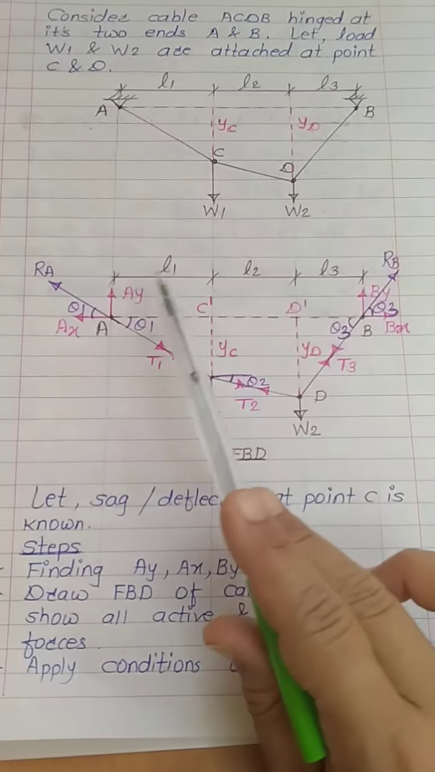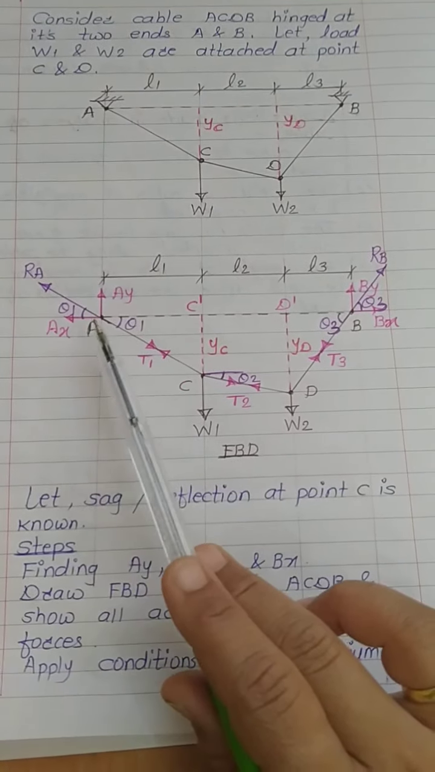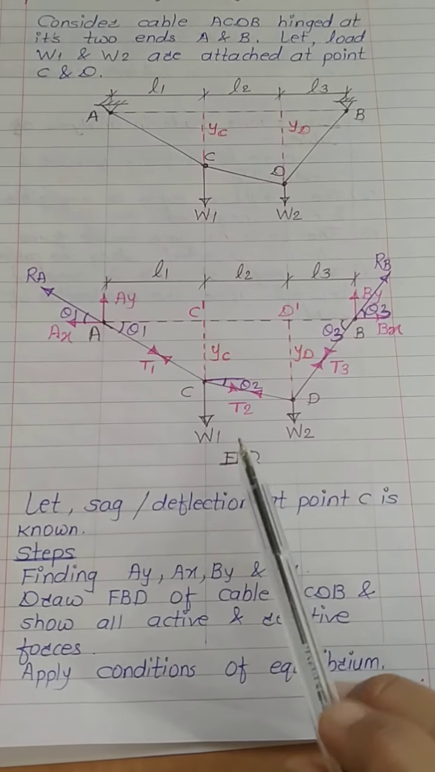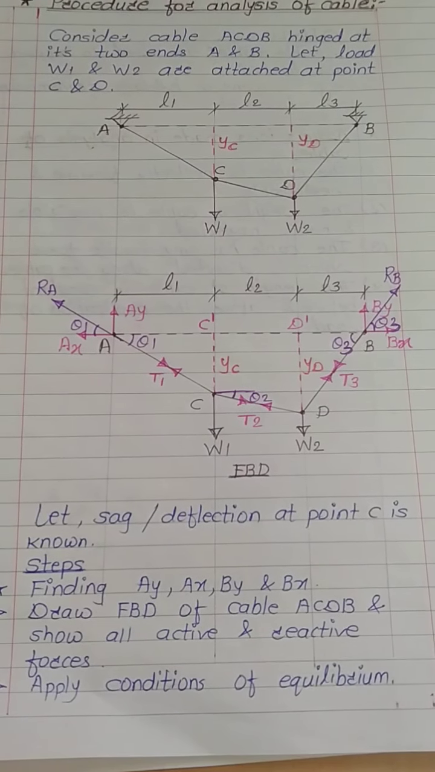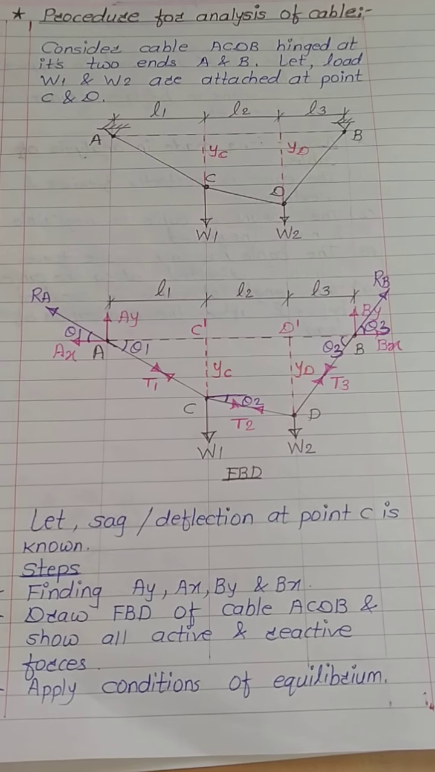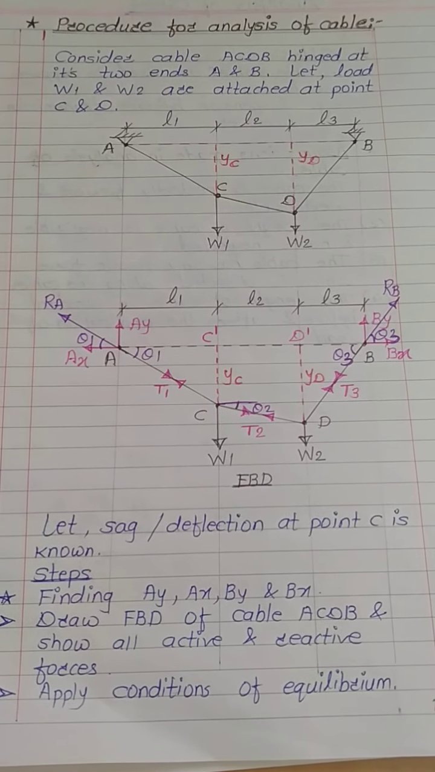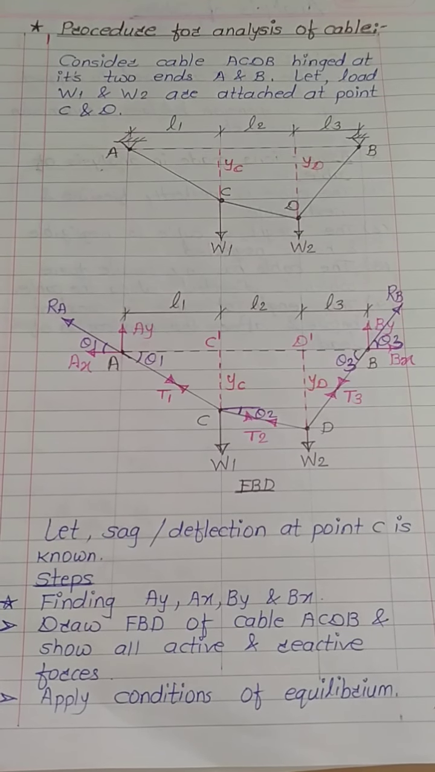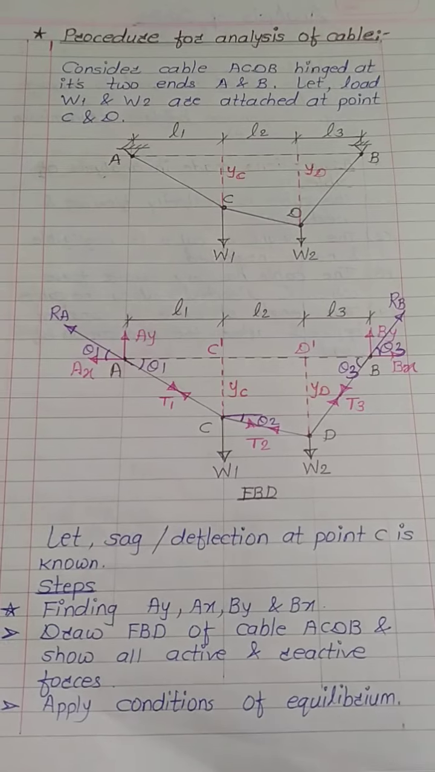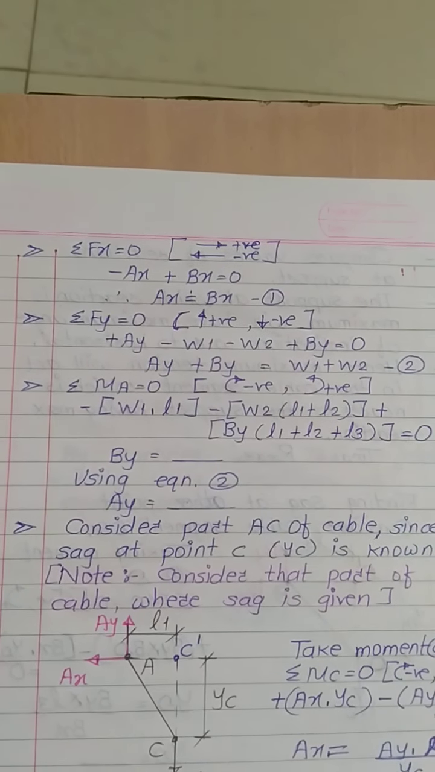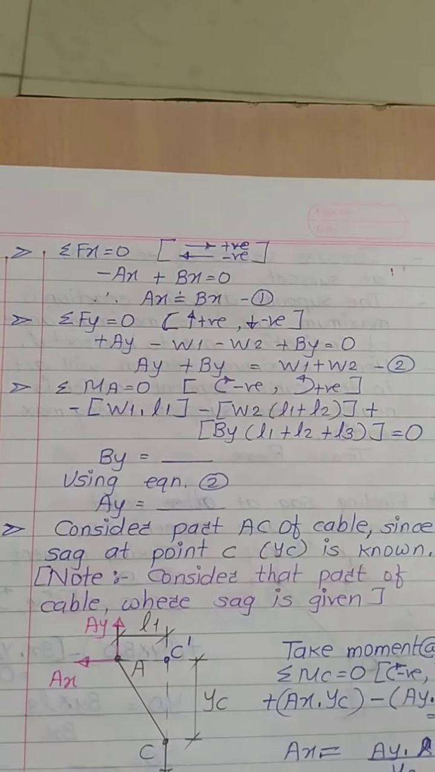Now if you observe this force system, all forces are not meeting at one common point, they are meeting at different points. So this is an example of a non-concurrent force system, and we know for a non-concurrent force system we have to apply three conditions of equilibrium, that is summation Fx equals 0, summation Fy equals 0 and summation M equals 0. Now we will apply the first equilibrium condition, that is summation Fx equals 0.